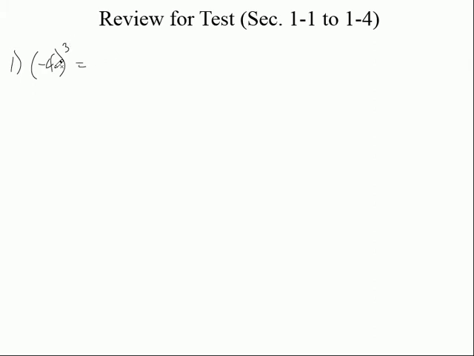Now watch what you're doing. You're cubing everything in here, right? So you're cubing the negative as well. So it's negative times negative times negative, which is going to give you a negative. Agreed? And then it's 4 cubed. 4 times 4 is 16. 16 times 4 is 64, so it's negative 64. You okay with that? All right, starting off pretty easy.